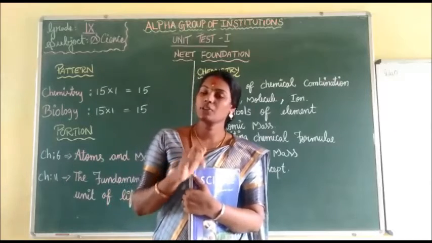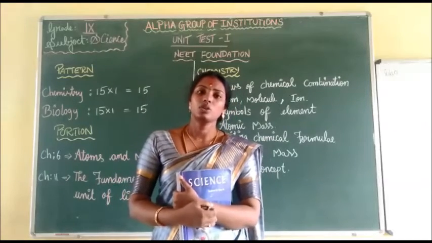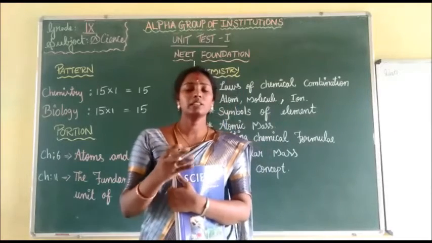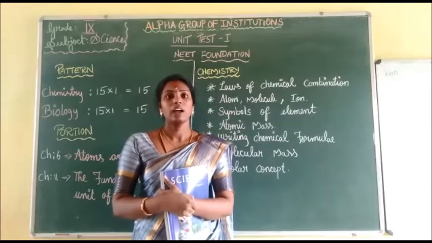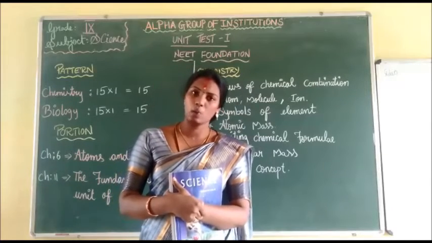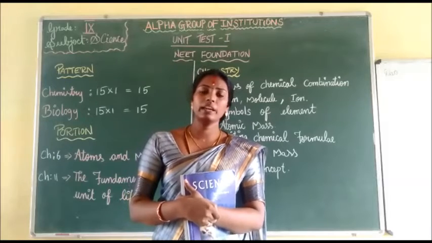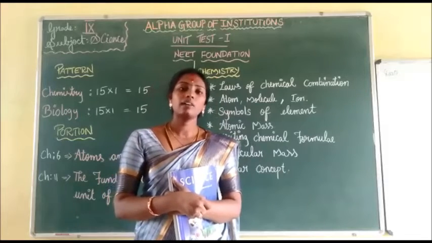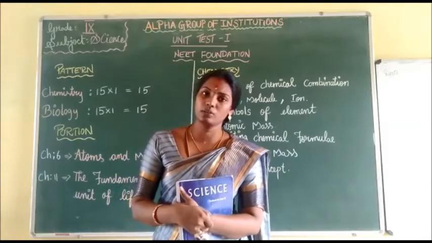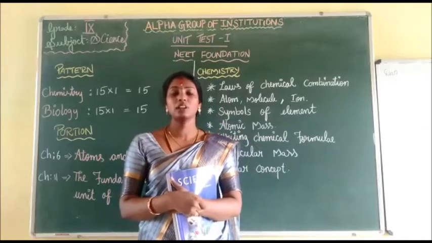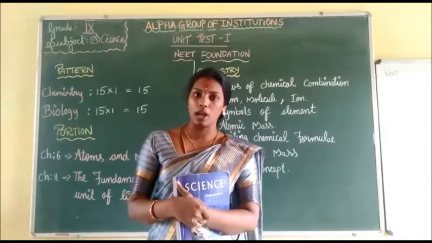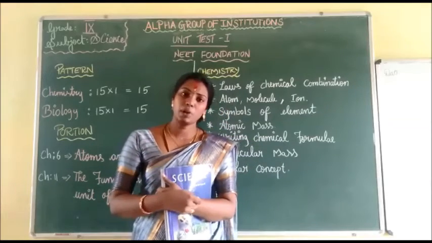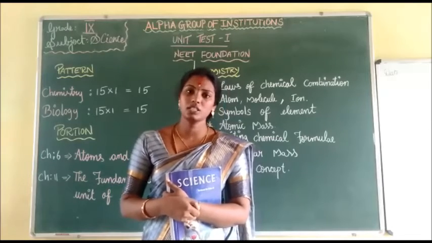The next topic in the chapter is laws of chemical combination. This law was given by the scientist Antoine Lavoisier. He gave laws based on chemical combinations, and there are totally five laws of chemical combination. But in your textbook you have only two laws. The first is the law of conservation of mass, and the other one is the law of constant proportion.